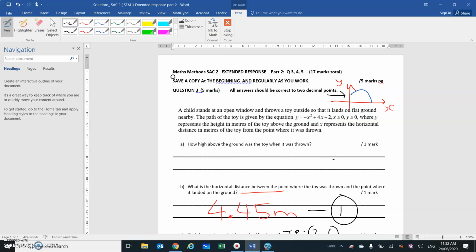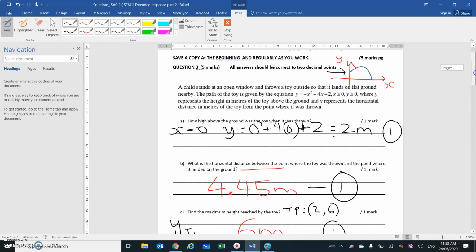If you want to look at it algebraically, you can find that when x equals 0, so initially when the toy hasn't moved horizontally yet, you could sub x equals 0 into the equation and you'll get 0 squared plus 4 times 0 plus 2, and you get 2 meters. Okay, that's 1 mark there.